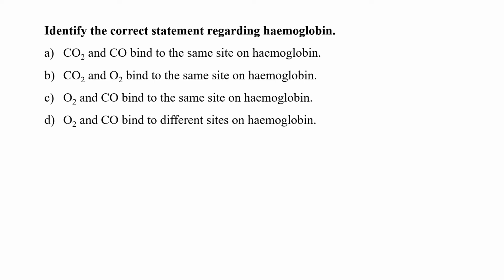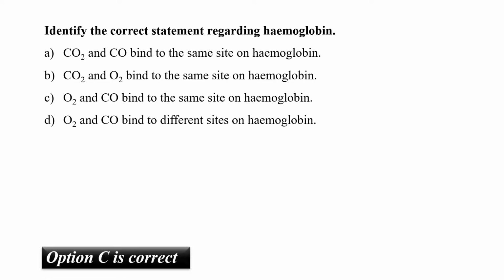Next, identify the correct statement regarding hemoglobin. So both carbon monoxide and oxygen bind to hemoglobin at the same binding site. In fact, hemoglobin binds carbon monoxide with 200 times more affinity than with the oxygen, resulting in formation of the carboxyhemoglobin and preventing the binding of oxygen to hemoglobin because they are competing for the same binding site. So the correct answer to this question would be option number C. Oxygen and carbon monoxide bind to the same site on hemoglobin.